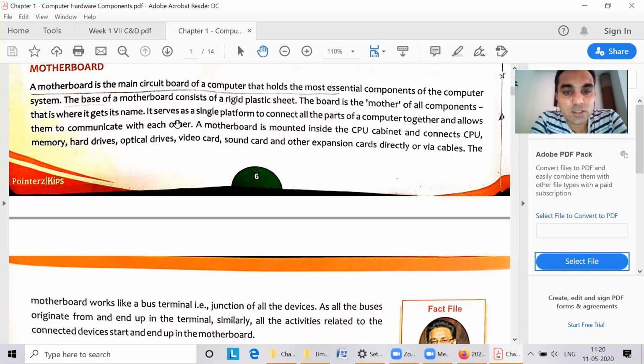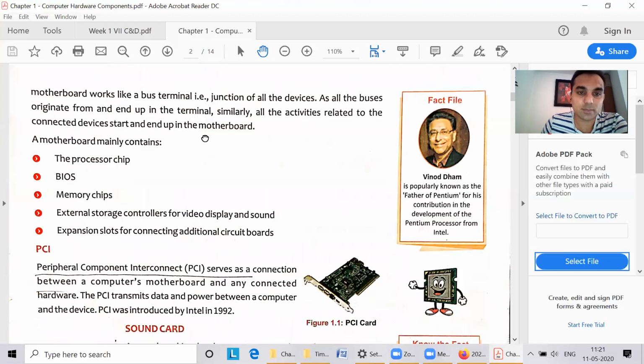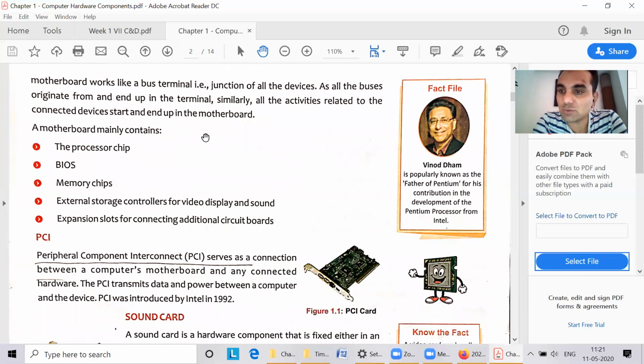A motherboard is mounted inside the CPU cabinet and connects the CPU, memory, hard drives, optical drives, video card, sound card, and other expansion cards directly or via cable. The motherboard works like a bus terminal, that is, the junction of all the devices. All the buses originate from and end up in the terminal similarly. All the activities related to the connected devices start and end in the motherboard.